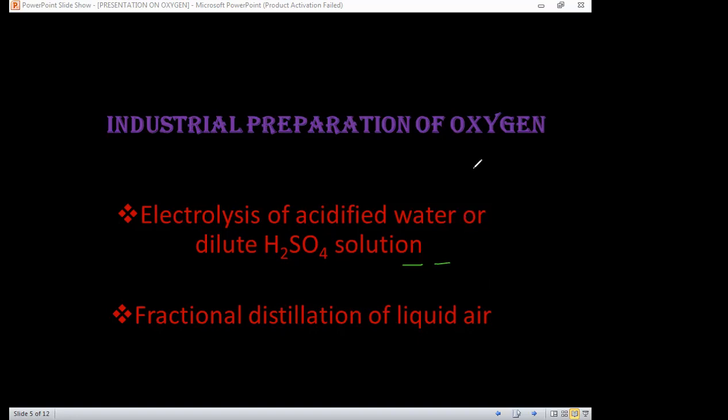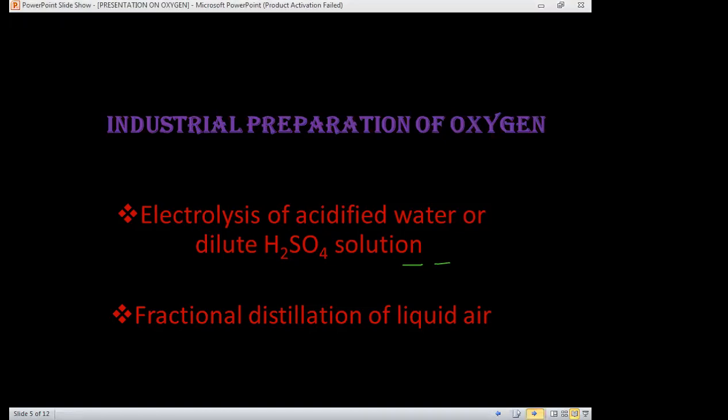So those are the two methods used in the industry to prepare oxygen gas. The first one is electrolysis of acidified water, where oxygen will be collected at the anode. The second one is fractional distillation of liquid air, and this process involves two main stages. The first is liquefaction of the air, which is carried out using a compressor at minus 200 degrees Celsius and 200 atm. The second stage is the fractional distillation of the liquid air that was obtained. So those are the two processes used in the industry to prepare oxygen gas.